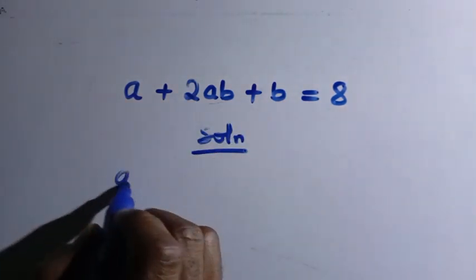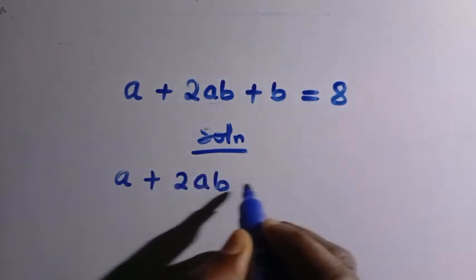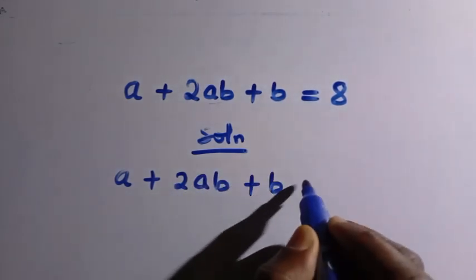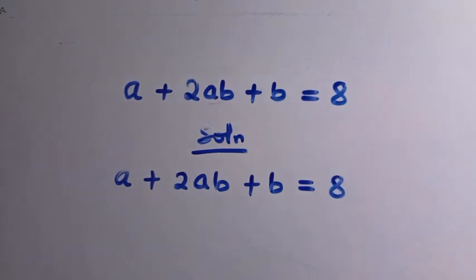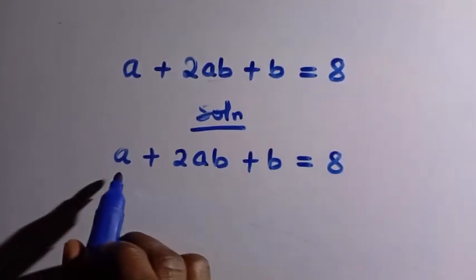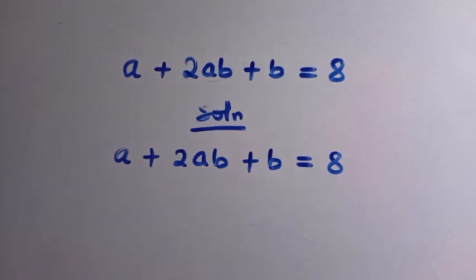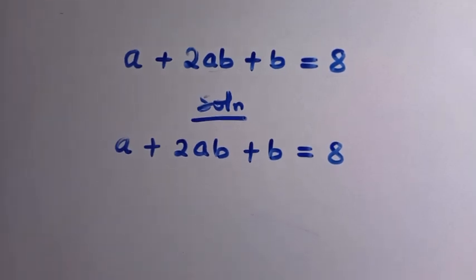So the given question is a plus 2ab plus b equals 8. So a and b are members of the integers. So that is, we divide it based on positive and negative integers, including zero.